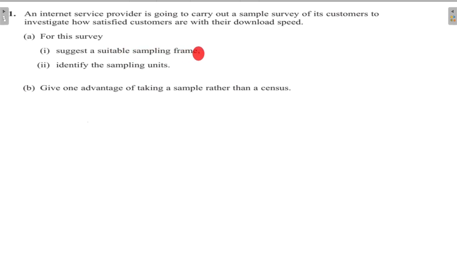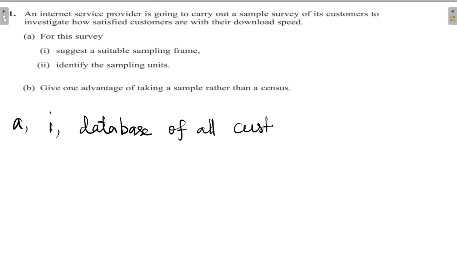The sampling frame is the internet service's database of all customers. Identify the sampling units. Sampling units are only the customers. So the sampling frame is the internet service's database of all customers, and the sampling units are the customers.